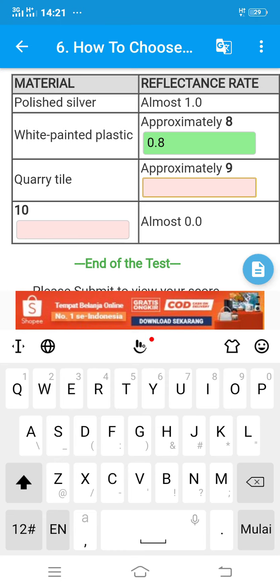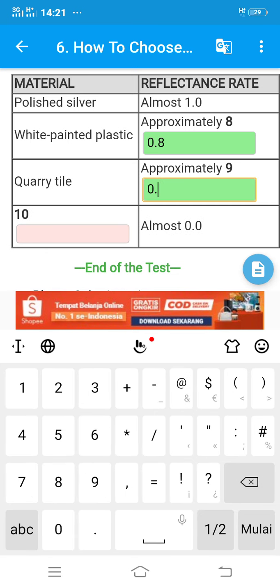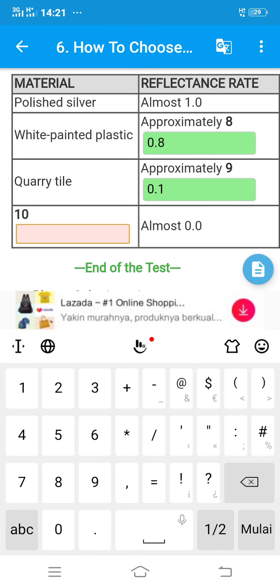The quarry tile I mentioned a while ago has a rate of 0.1. As you may know, quarry tile is generally dark brown and made from clay, so it is quite dense. Of course, there is considerable variation among types of quarry tile because of the hue or treatment of the clay during its creation. Does anyone have any guesses as to what material may have a rate of almost 0.0?